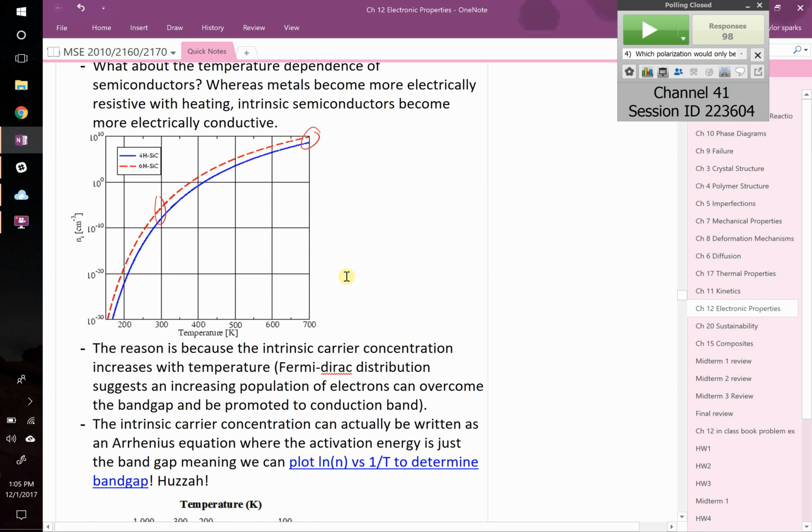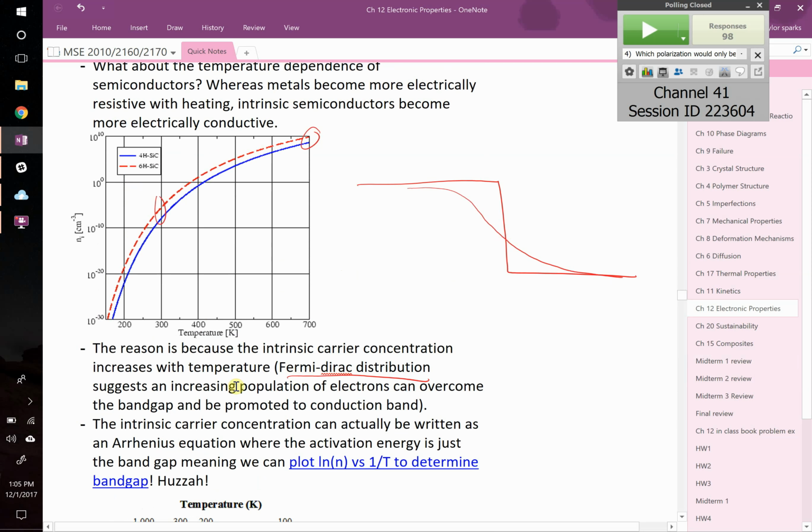Why do these things increase like that? Because as you heat the material up, the Fermi-Dirac distribution, right? Remember, that goes from a really sharp distribution like that to one that looks increasingly sigmoidal like that. So you get a higher and higher fraction of your electrons that are able to reach that high level.